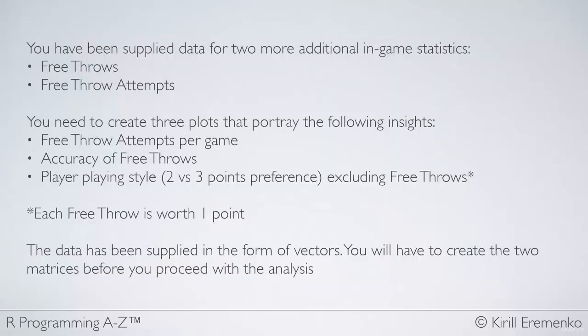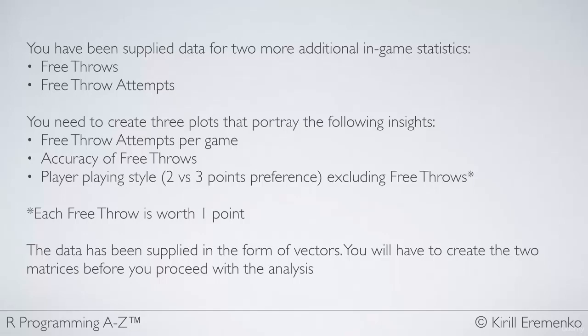So you have been supplied data for 2 more additional in-game statistics: free throws and free throw attempts. You need to create 3 plots that portray the following insights: free throw attempts per game, so how many free throws have the players been getting per each game that they've been playing; accuracy of free throws, so that is similar to the field goal accuracy that we've been calculating; and player playing style, 2 versus 3-point preference, excluding free throws. So remember, we have already spoken about the playing style.